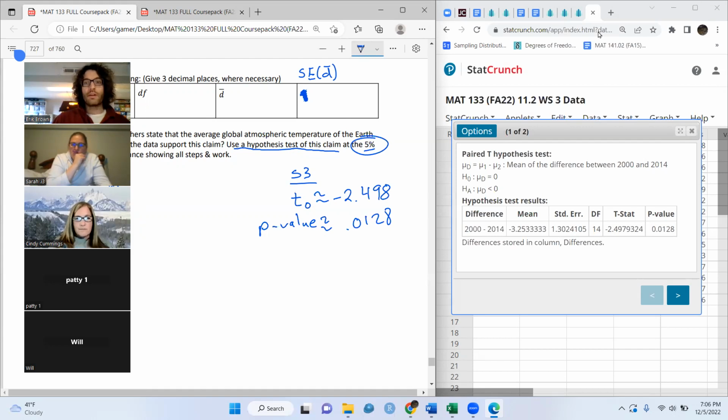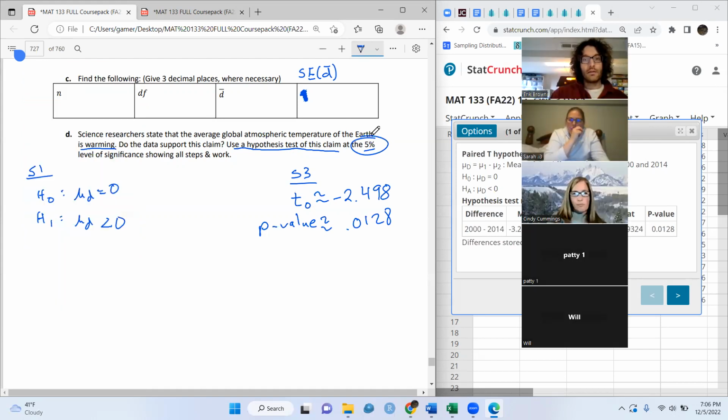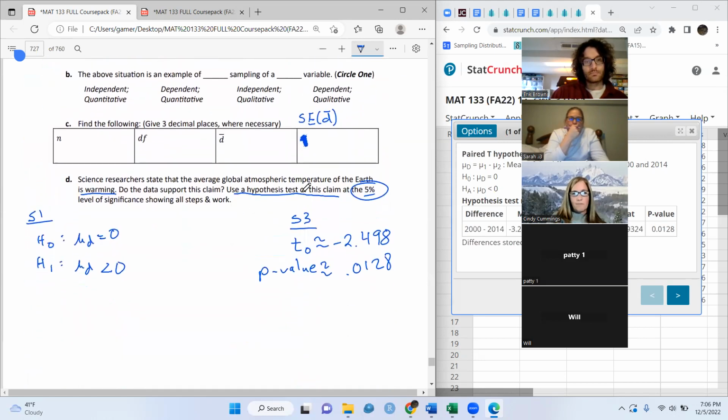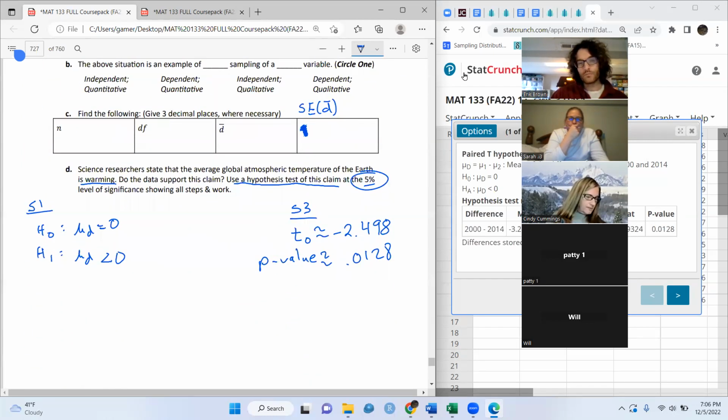I don't know that we really can say that our sample should be claimed for all time. Our sample certainly has statistical significance of showing warming from 2000 to 2014.